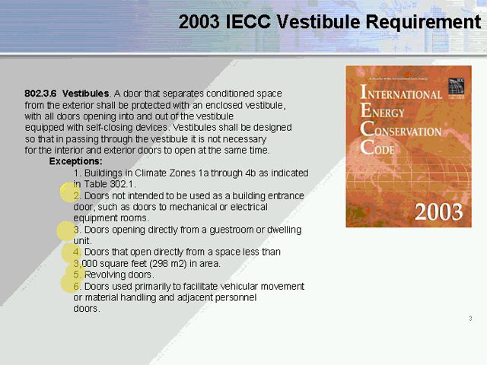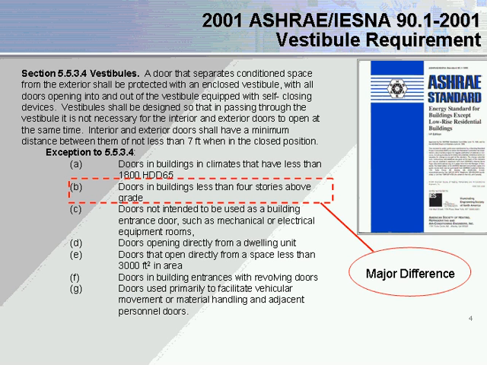And then last but not least, doors used primarily to facilitate vehicular movement or material handling and adjacent personnel doors. Again, we're not looking at doors where the general public comes through. These are special doors with special needs in a lot of commercial buildings. So again, these are the exemptions within the code.